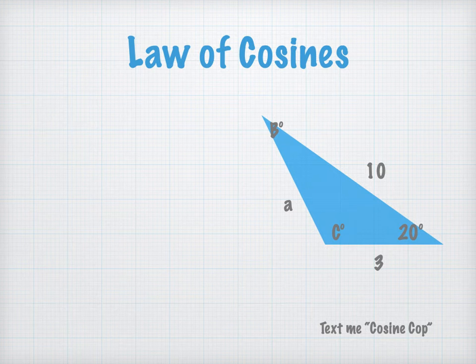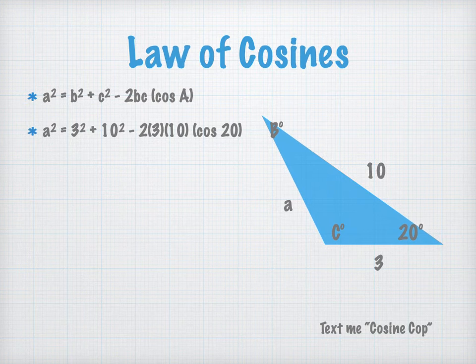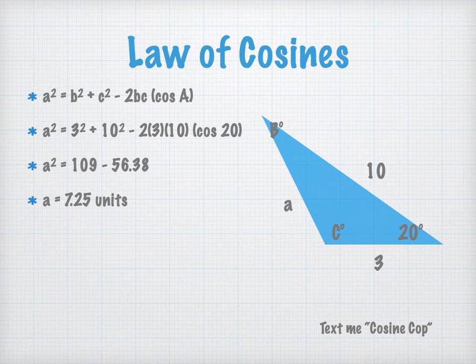So let's look at an application of this. Here we have a triangle with two sides and an angle. And we're going to use a squared equals b squared plus c squared minus 2bc cosine A, because you'll notice that's what we have. We have side B, which is 3, side C, which is 10, and angle A, which is 20 degrees. So we plug it in. A squared equals 3 squared plus 10 squared minus 2 times 3 times 10 cosine of 20, which is 9 plus 100 is 109 minus 56.38. Plug that through your calculator to get that. And subtract, get the square root, and you get side A is 7.25 units. There you are. That's it.